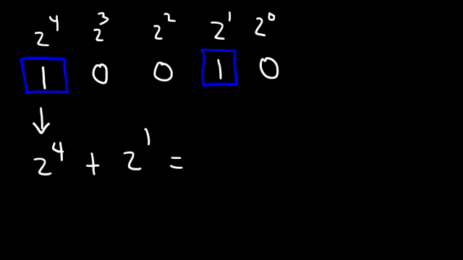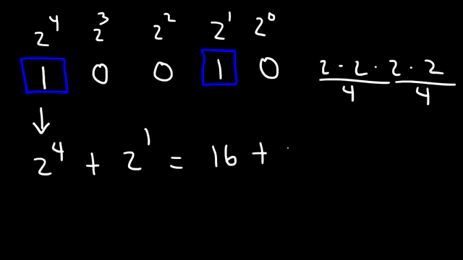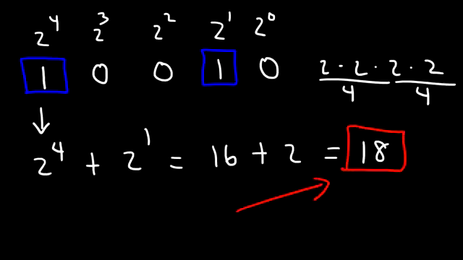So what is 2 to the fourth power? 2 times 2 times 2 times 2. 2 times 2 is 4, and 4 times 4 is 16. So 2 to the fourth power is 16, plus 2, and so this will give us 18. And so it's not very difficult to convert a binary number into a decimal number. As long as you follow the process, you're going to get this right.